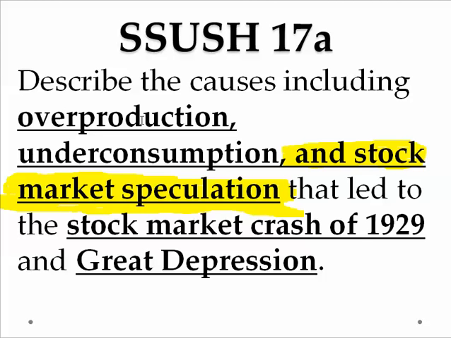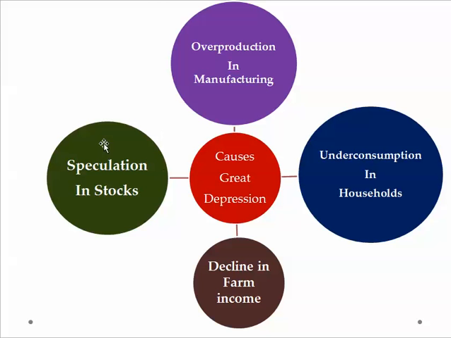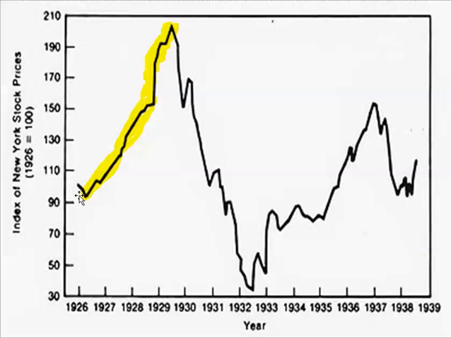While they were causes of the Great Depression, speculation in stocks was another cause. This is the third one I highlighted here for you. We talked about overproduction and underconsumption. Now stock market speculation, and here it is in green. What we're talking about is this lift here in the 1920s upward. What made this value in stock skyrocket? What made this huge increase so high?